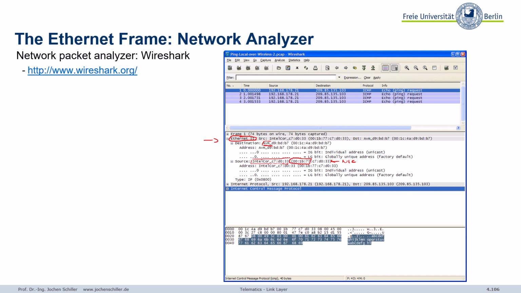So here you can see the MAC addresses. You also see that this is an individual address, so it's a classical unicast packet, with a globally unique address. This is the most common setting. We also see here that the type, what follows, is an IP packet inside this Ethernet frame.